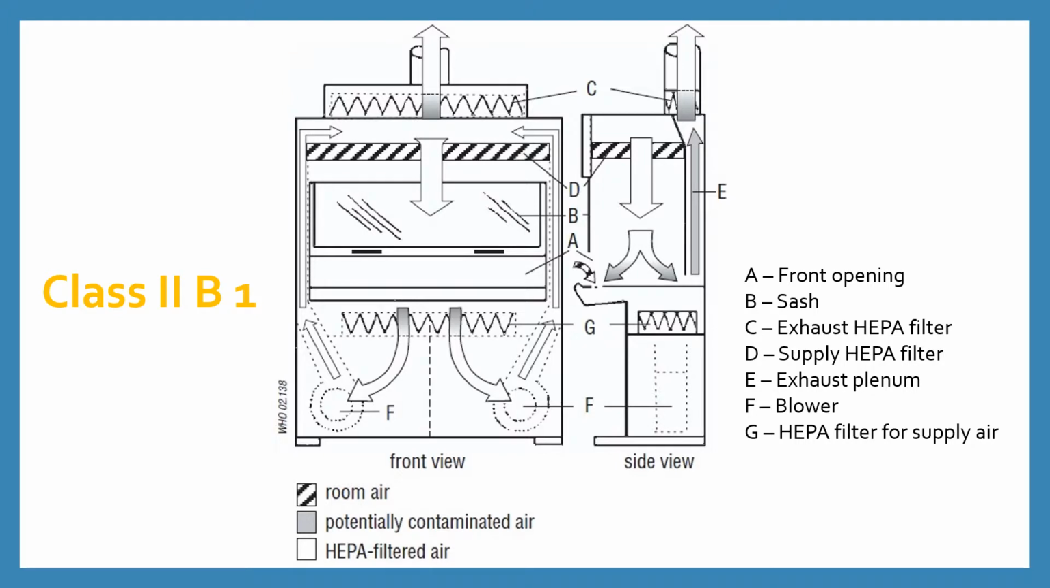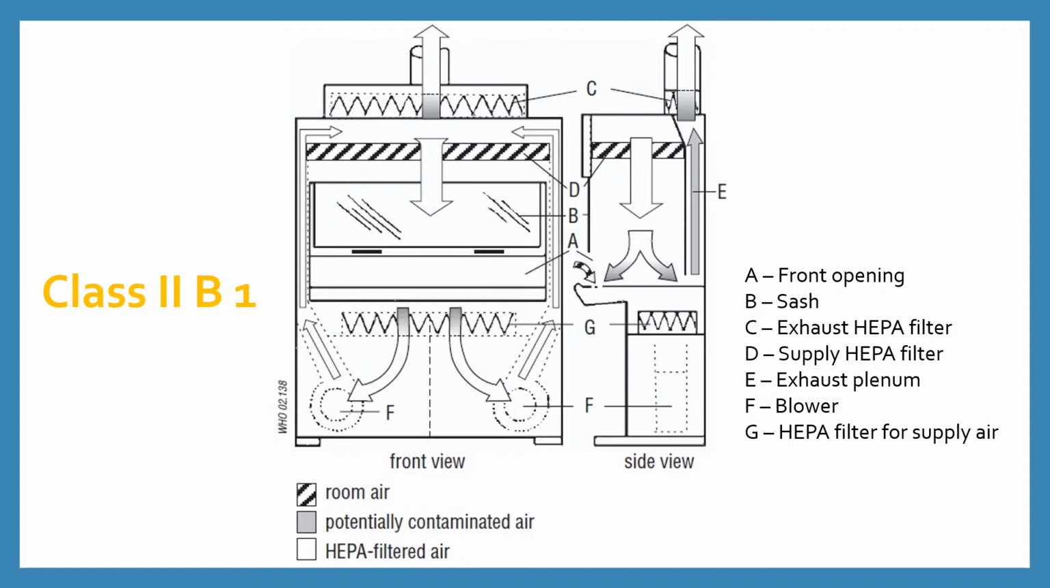Class 2 B1 Biosafety Cabinet. The given image shows the front and lateral views of Class 2 B1 Biosafety Cabinet with its parts labeled. A is the front opening. B is the sash. C is the exhaust HEPA filter. D is the supply HEPA filter through which filtered air enters the cabinet. E is the exhaust plenum.